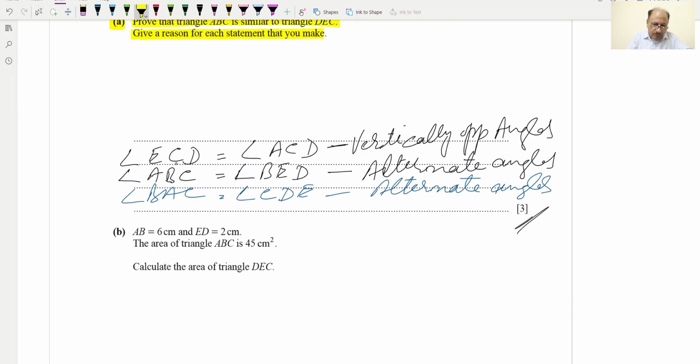Now for B part, AB is equal to 6 centimeter and ED is equal to 2 centimeter. The area of the triangle is 45 centimeter. A triangle ABC.